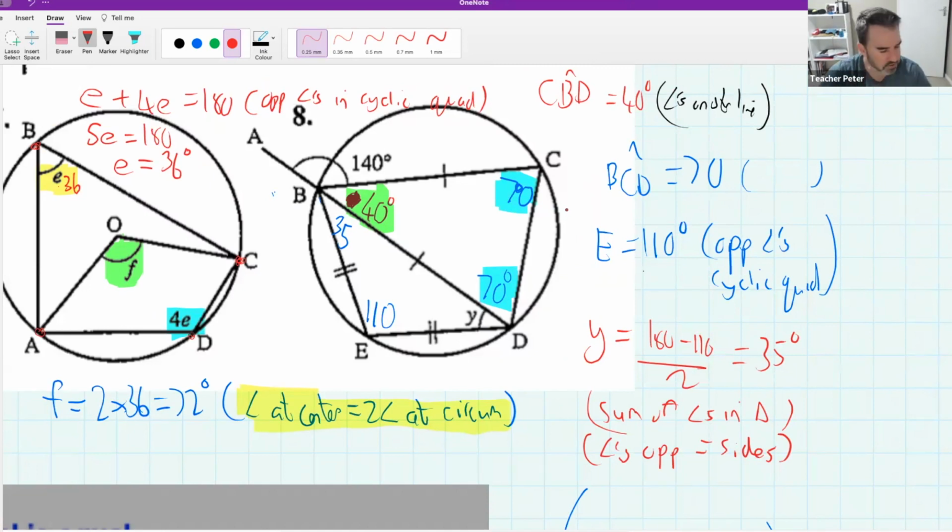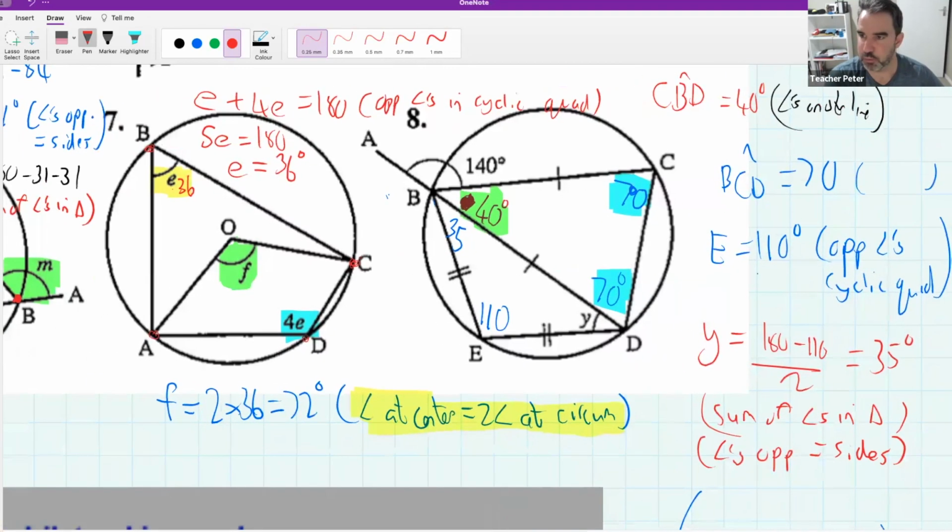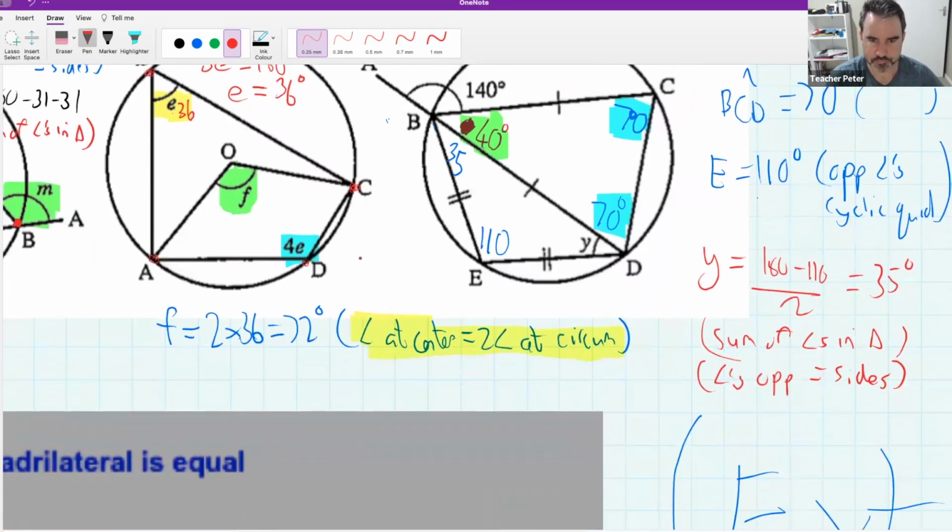Okay. Sometimes when someone makes a mistake, it actually helps you understand even better. It's funny how that works, but it just seems like how our brains work. Okay, so let's do a little preview of the next lesson.